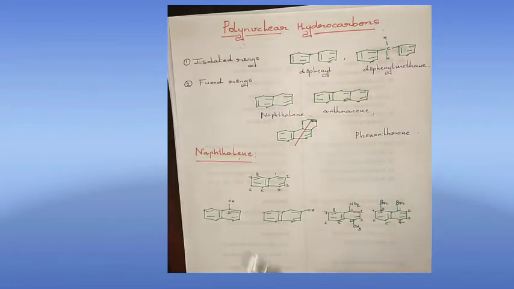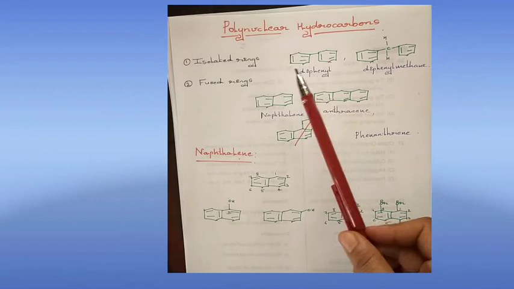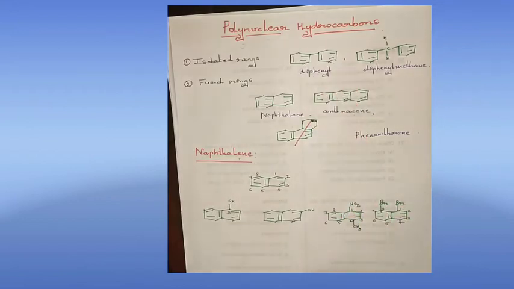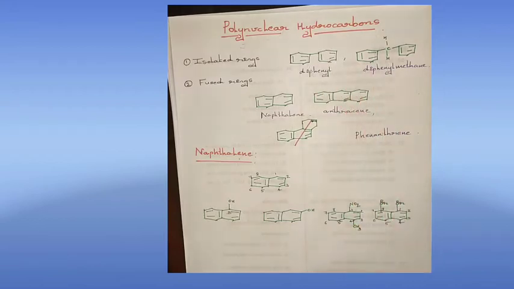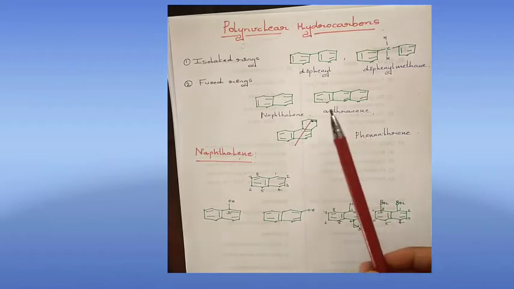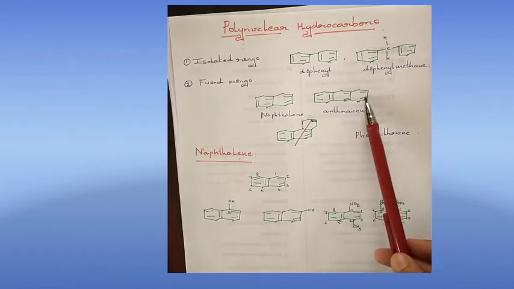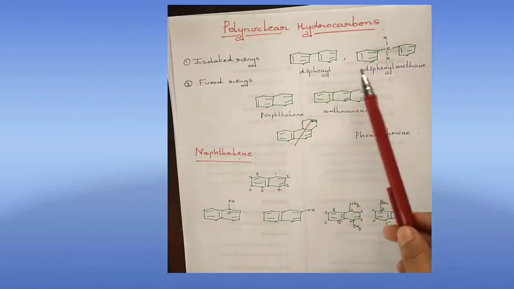I said it is a polynuclear aromatic hydrocarbon. Is it aromatic? Yes, it contains a benzene ring. That's why it is aromatic. Is it polynuclear? Yes, it contains more than one benzene ring. That's why it is a polynuclear hydrocarbon. Now look at here. Here it contains 3. Here it is 2. Here it is 2. Again here it is 2.